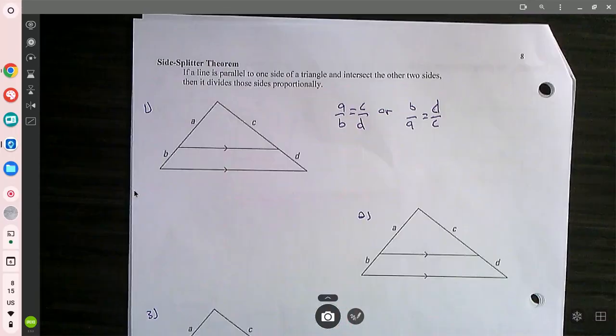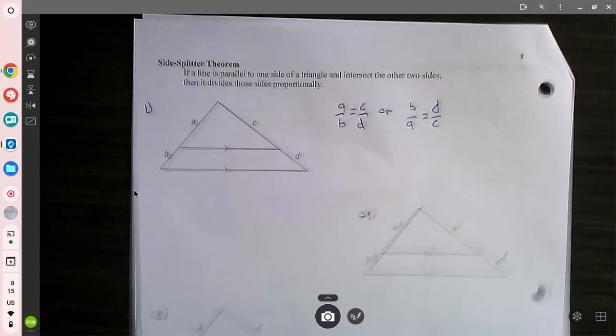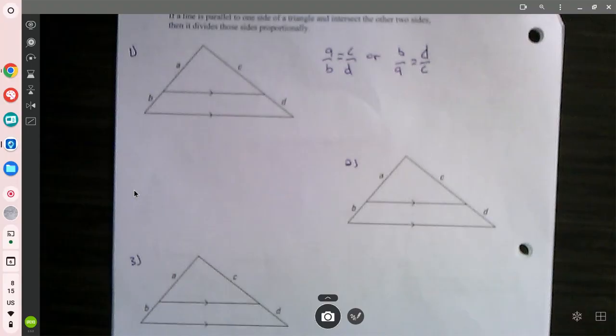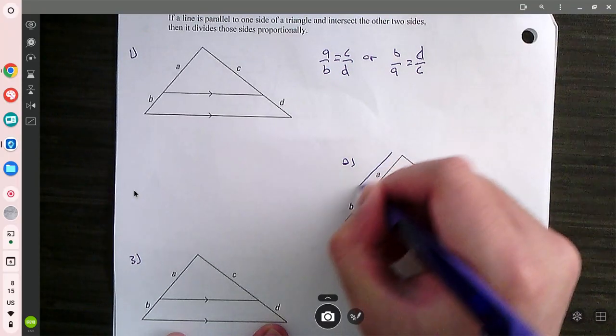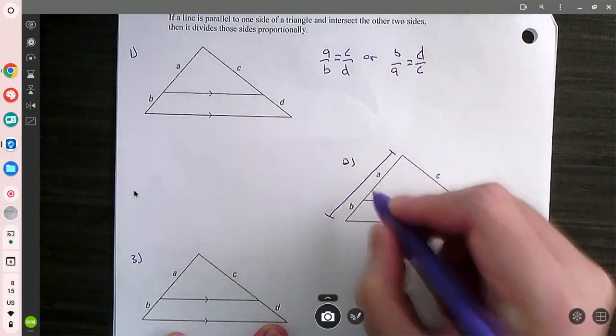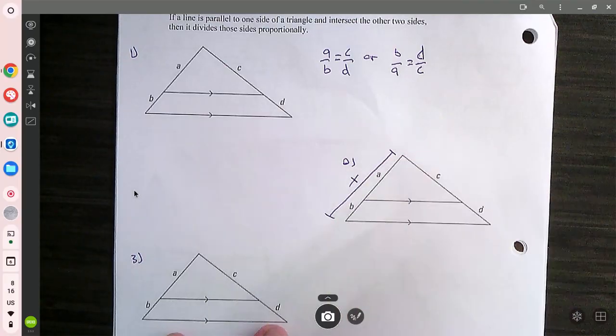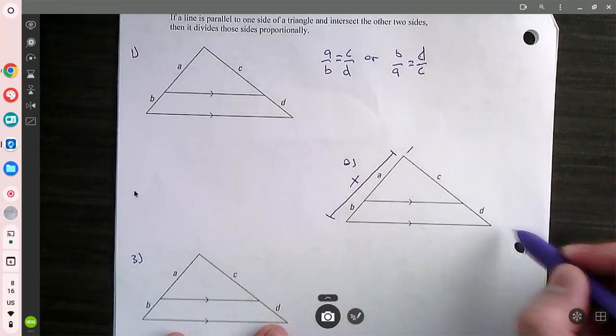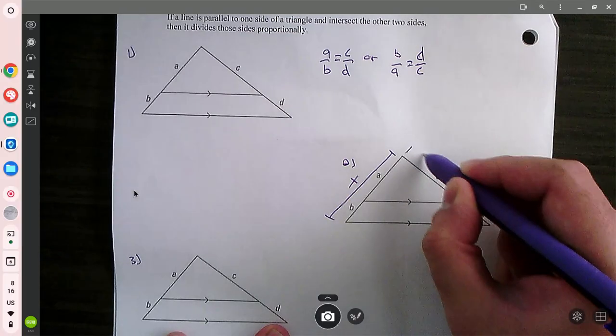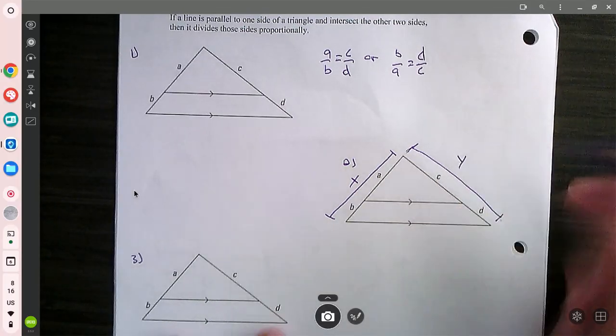Okay, so that's our first one. Our second one that we can do is, let's say that all of this, A plus B, was equal to X, and all of this, C plus D, was equal to Y.